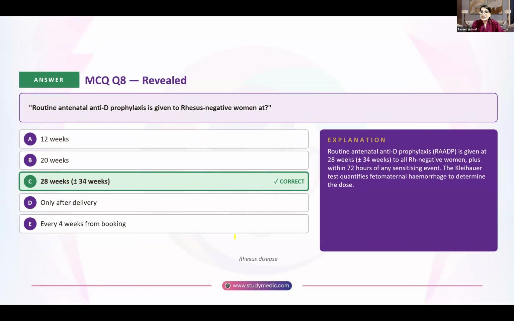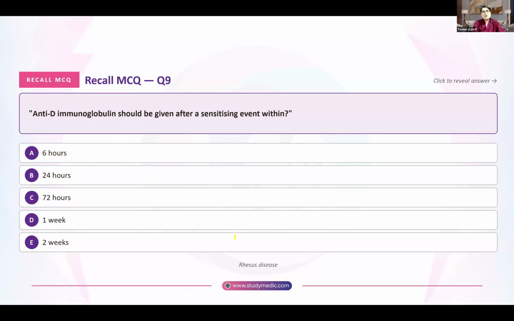Routine antenatal anti-D prophylaxis is given at 28 weeks to all Rh negative women, plus within 72 hours of a sensitizing event. The Kleihauer test quantifies fetal-maternal hemorrhage to determine the dose. Then, anti-D immunoglobulin should be given after a sensitizing event within how much time period?